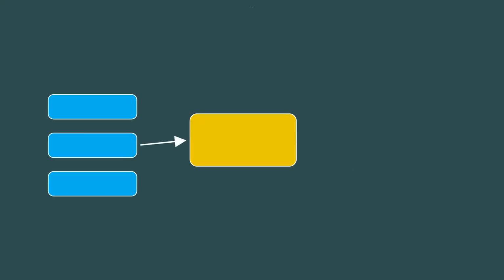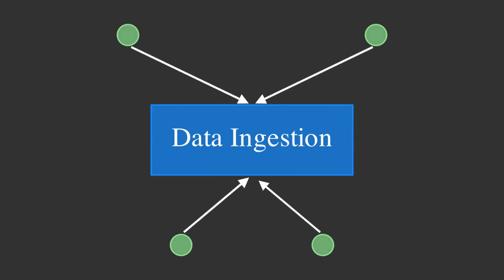This is where it all begins. ML models are only as good as the data they are trained on. Data ingestion. How do you get data from various sources into your system? Think tools like Apache Kafka for real-time streams or AWS Kinesis.